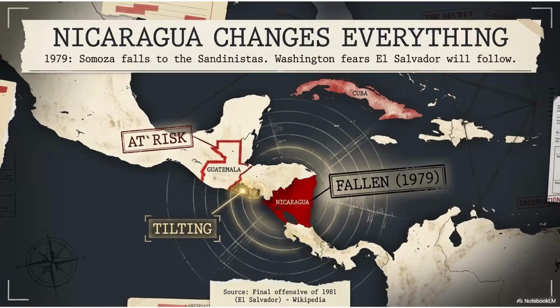So Nicaragua did not create El Salvador's internal problems. Those problems were already there, but Nicaragua changed how the United States responded to them. It escalated US support for the Salvadoran state and turned the civil war into a proxy battlefield.